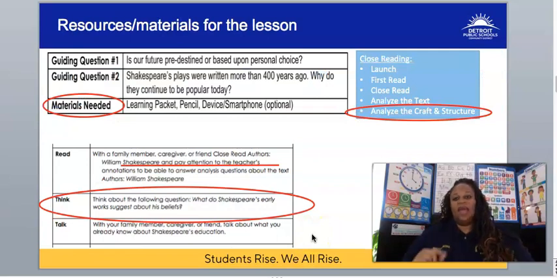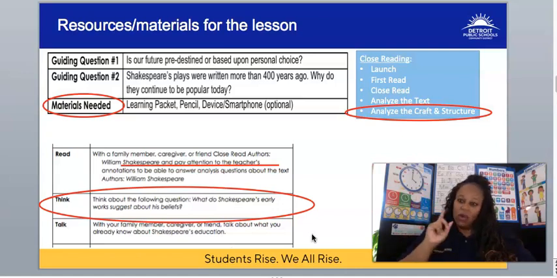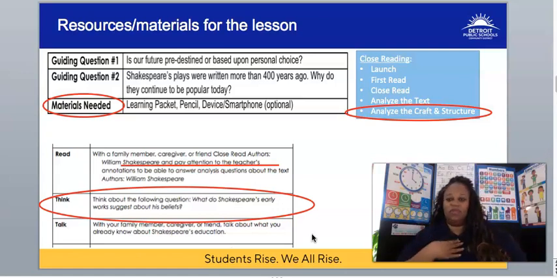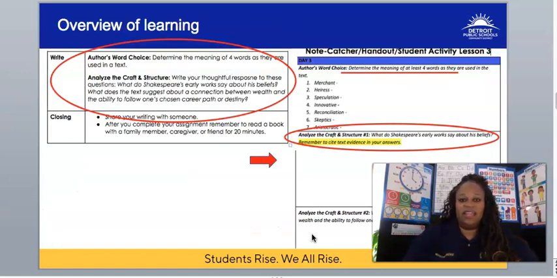Now, as we analyze for the craft and structure, this is what we're thinking about. What do Shakespeare's early works suggest about his beliefs? Again, what do Shakespeare's early works suggest about his beliefs? There is a hint, and I will point that out in our reading. Our activities for today, again, we're going to do an activity on author's word choice.